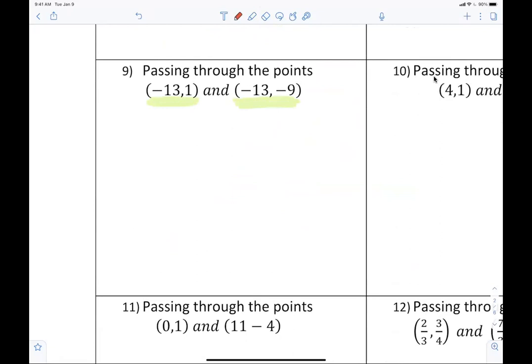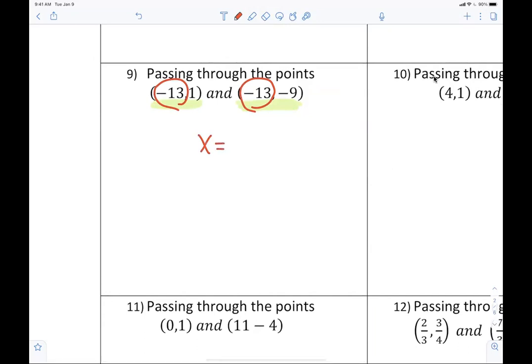So watch, look up there on the board. What do you notice about this and this? They're both negative. So what's the equation? Yes, x equals -13. That's the answer.